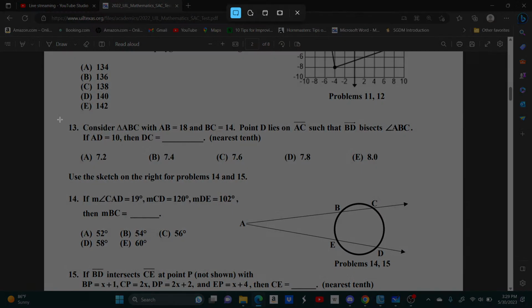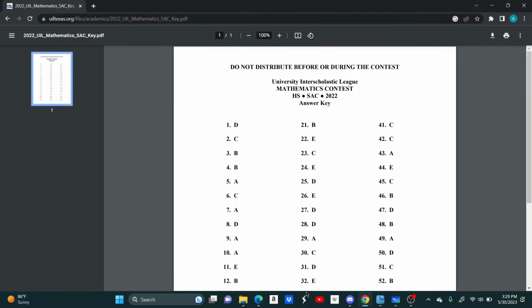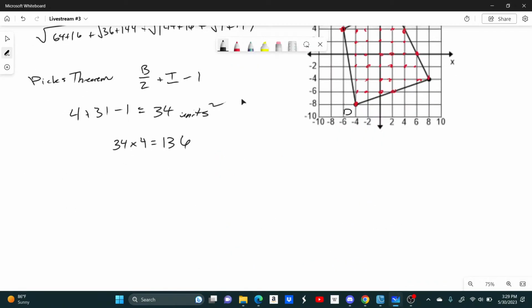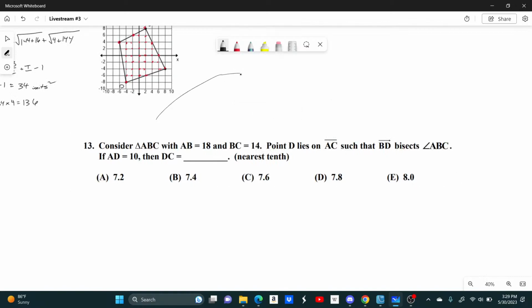Alright, moving on to number 13. I think how I might divide this stream up, you guys like this idea, is I might just go and do everything up until the calculus and statistics, and then have another stream that's just the calculus and statistics. Tell me if you guys like that idea.